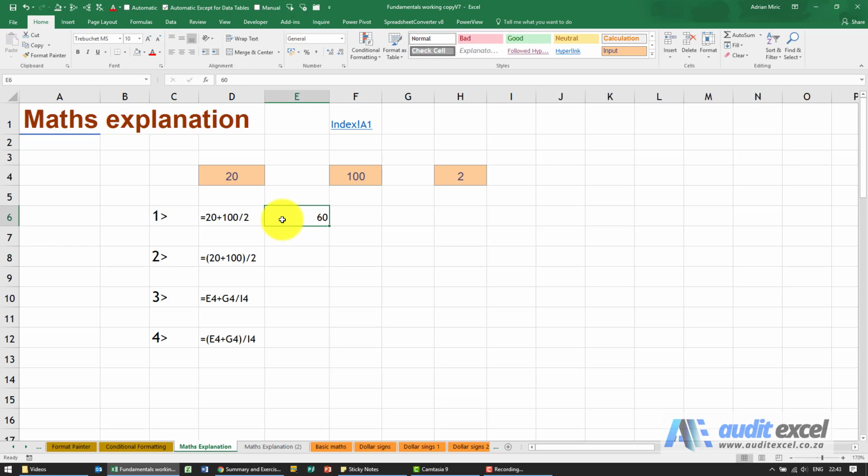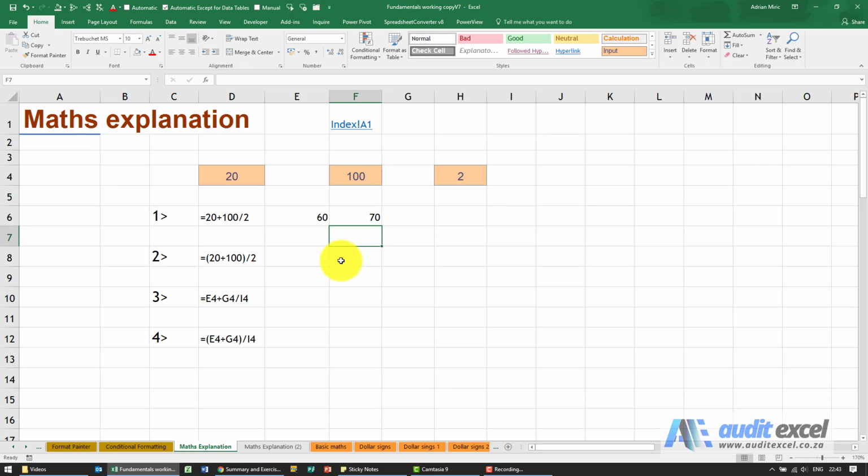However, the BODMAS rule says brackets, divisions and multiplications come first. So that is incorrect. The way it's going to work is it's going to first say 100 divided by 2 is 50. Then you plus your 20, so it gives us 70.